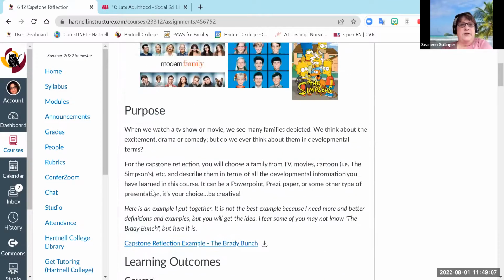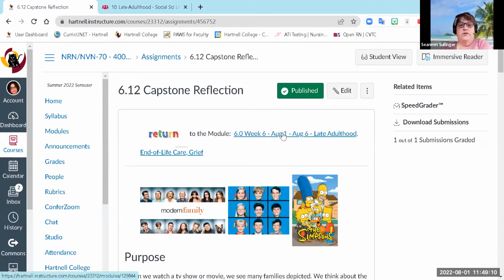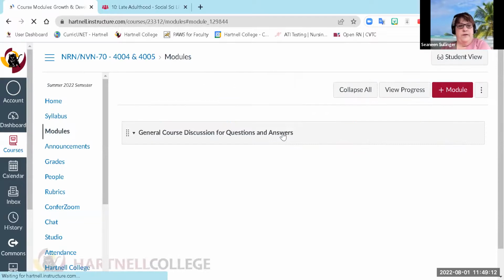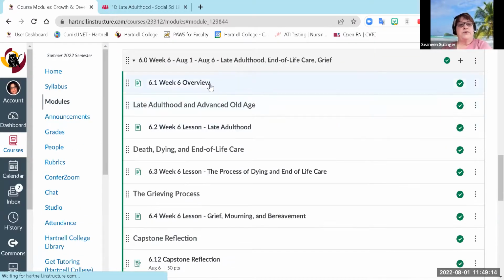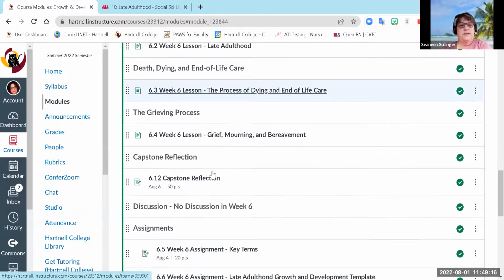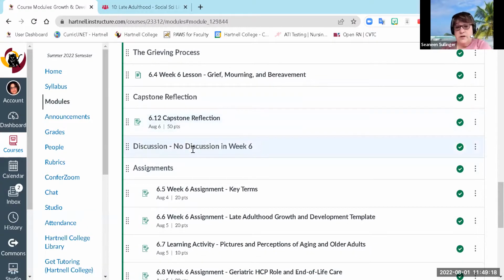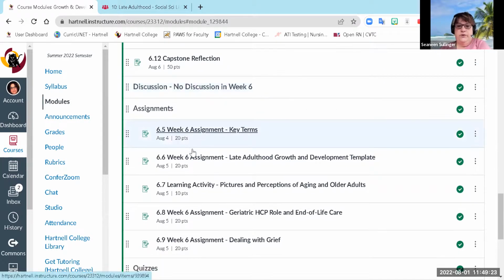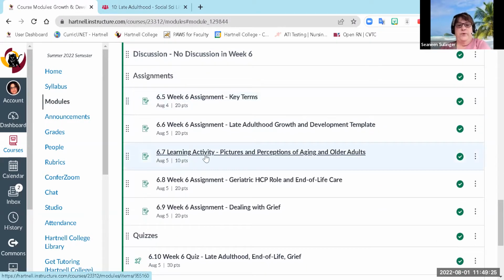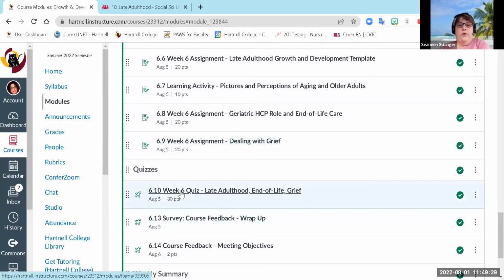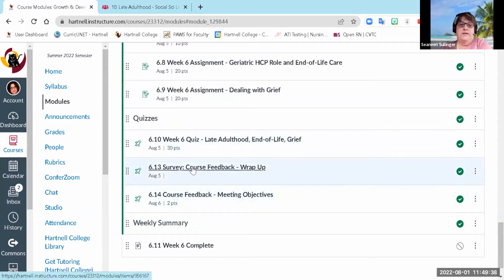And then let's go back to the module. Make sure we've shown you everything. There's 2 more things I need to show you. So there's the overview, there's your lessons, there's the reflection, no discussion, because you're doing these other assignments, your key terms, your template, and there's your 3 assignments. Again, remember that the quiz opens on Wednesday morning, and it is already done, so it should open, it is published. And then I would certainly appreciate your feedback on these 2 surveys.